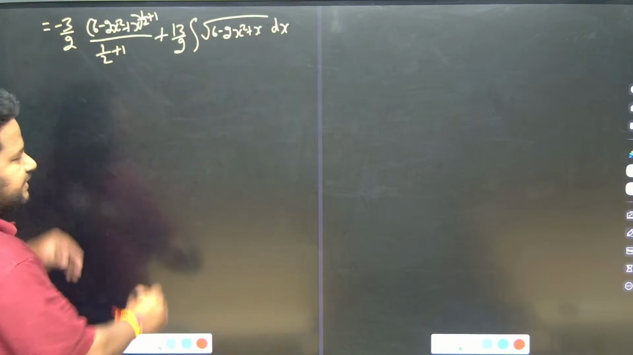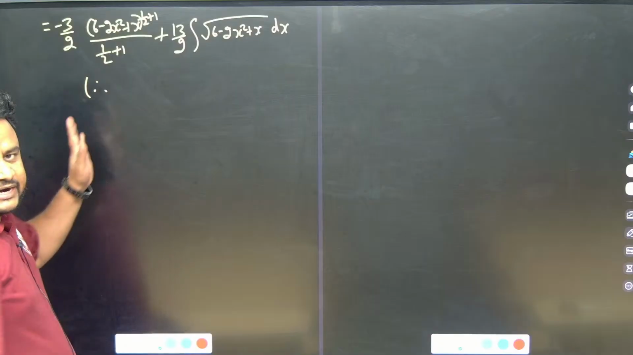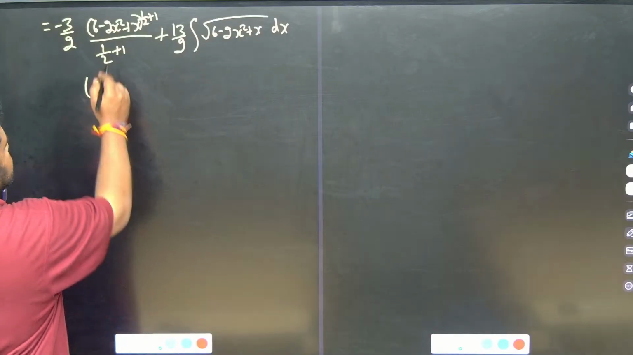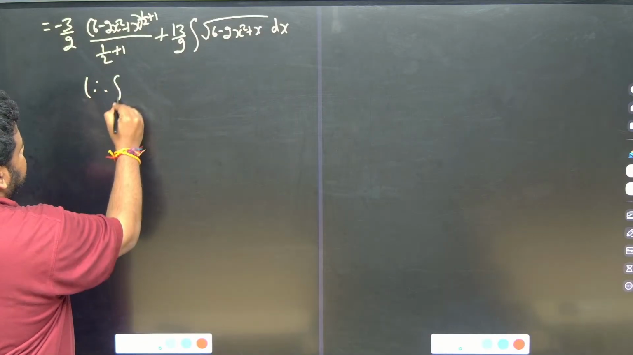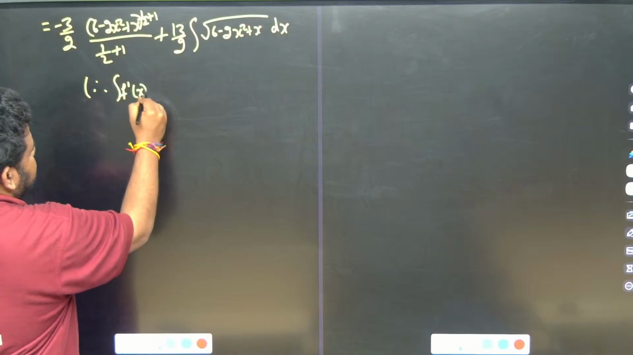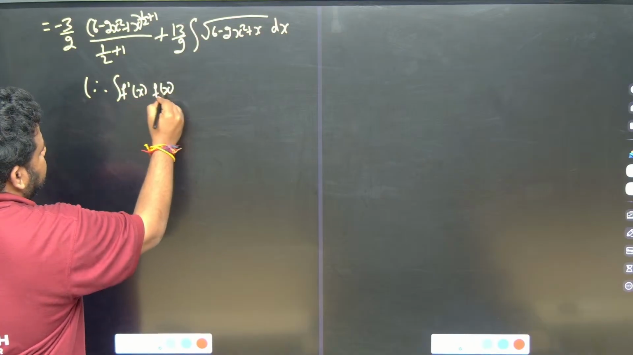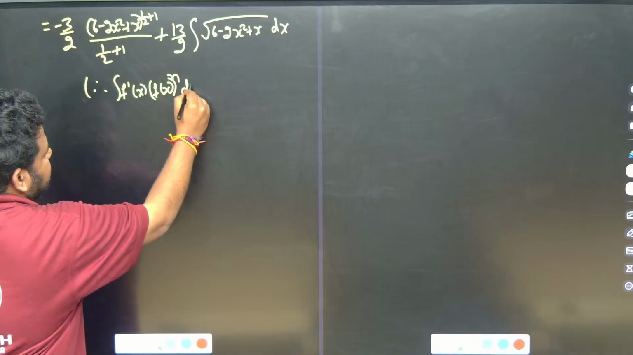Now, why? The reason is what? Definitely you have to write the reason, then only you will get marks. So this is therefore integral of f dash of x into f of x to the power of n dx will be equal to what?